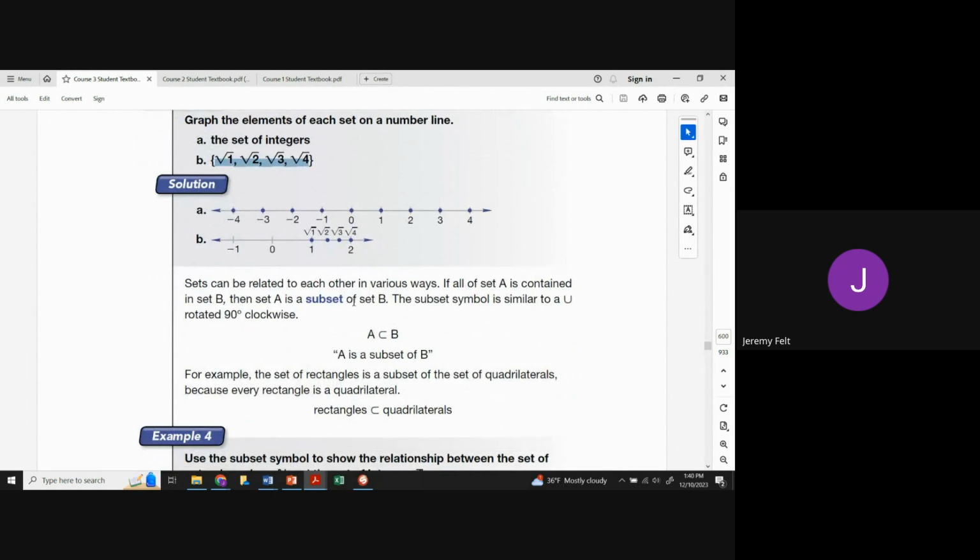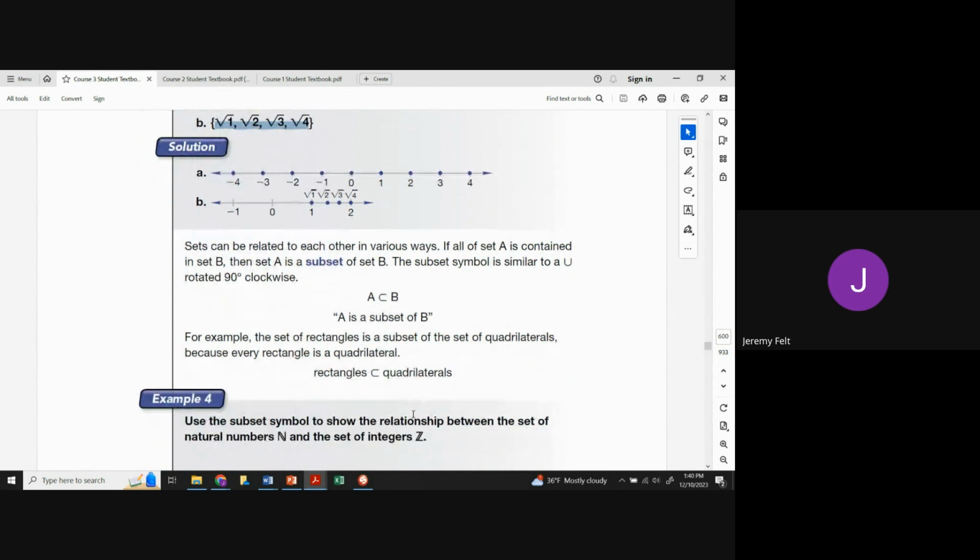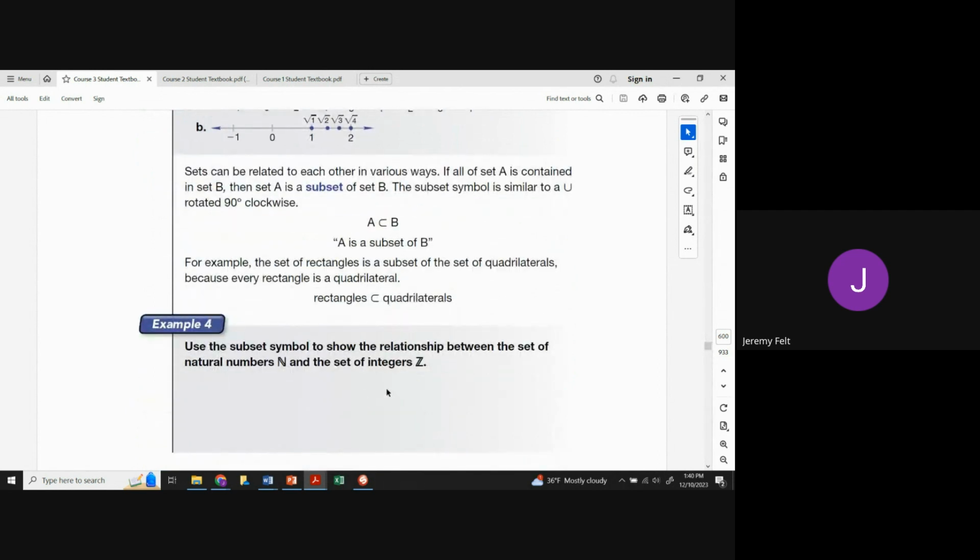Okay, subset. Again, A is a subset of B. We would use this symbol right here. So it's kind of like our U, now turned on its side. So an example of that, rectangles are a subset of quadrilaterals. So all rectangles are quadrilaterals, but not all quadrilaterals are rectangles. And so you kind of have to think about this.